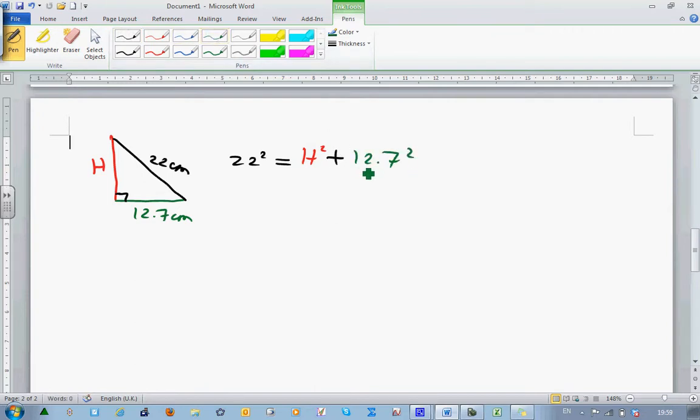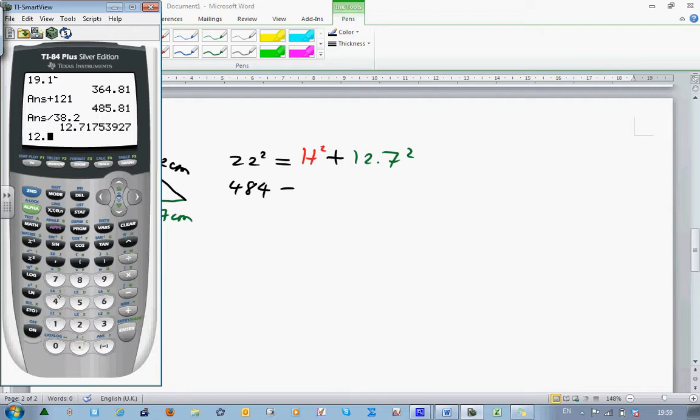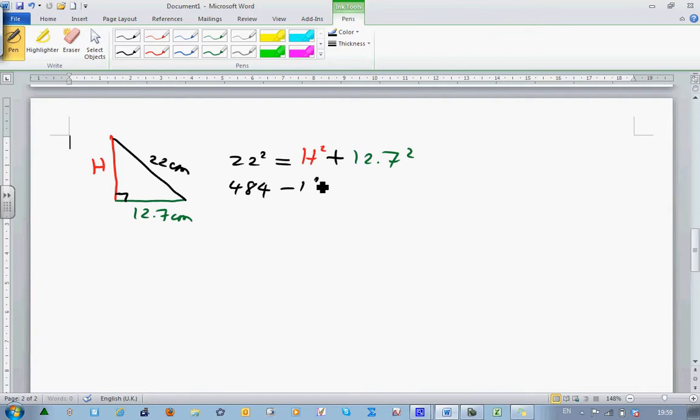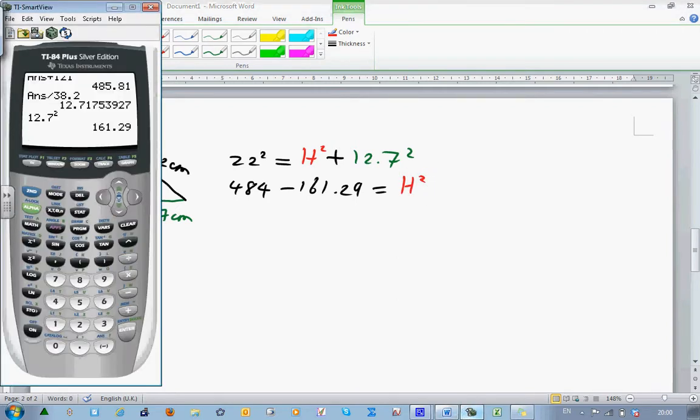Let's have a look at that again then. So let's subtract those two. We've got 484 minus 161.29 gives us that, and then if we square root that, we end up with 17.96. Let's call that 18. Okay, so rounding off, h is approximately 18 centimeters. So that's the height of the pyramid.